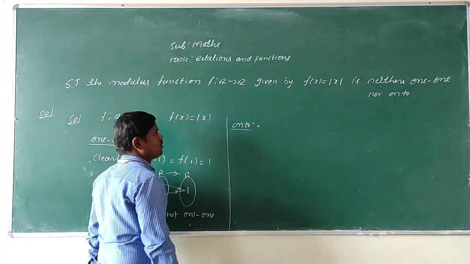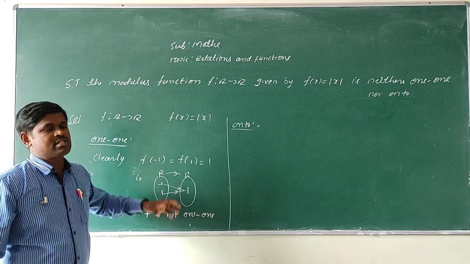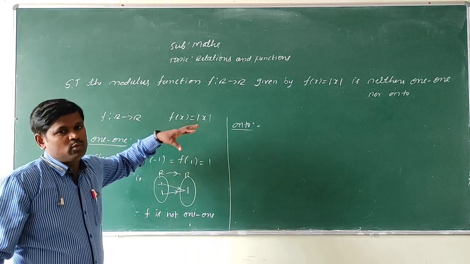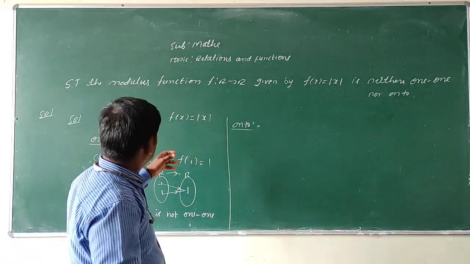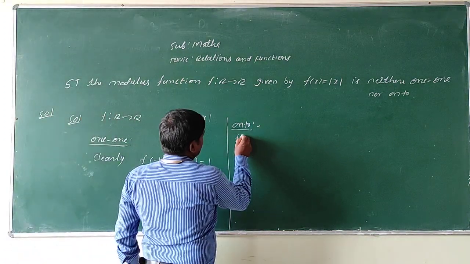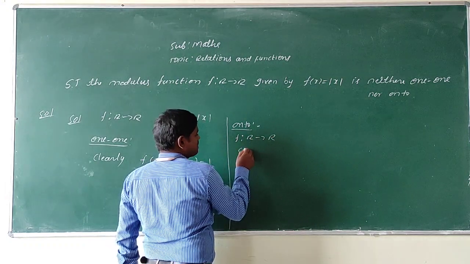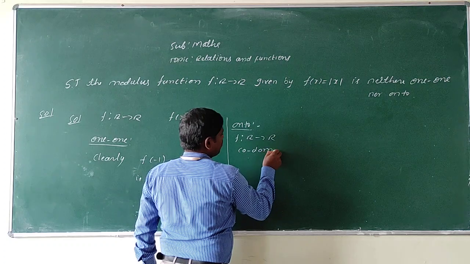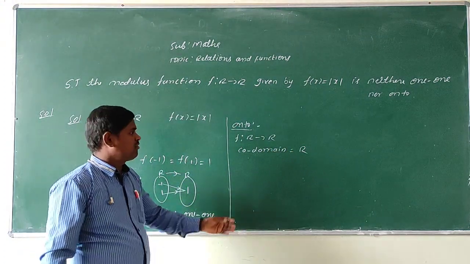Now, onto function. It is very easy to verify whether it is onto or not. We are well aware of the domain, codomain and range of the modulus function. f is a function from R to R, which means the codomain is the set of real numbers.